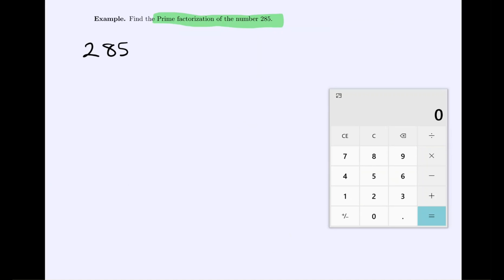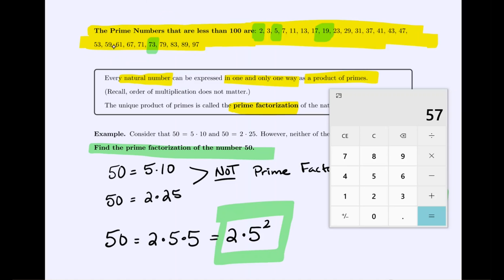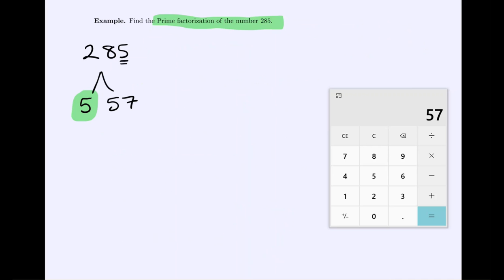So if we're finding the prime factorization of 285, we could see that the last digit is a 5, so we could know that it's divisible by 5. Specifically, how is it divisible by 5? 57 times. Now we know 5 is a prime number, and if we were unsure about 57, we would just reference our list from earlier. And we see here 57 is not one of the prime numbers, so that could be broken down farther. Now if we're not sure what it's divisible by, we could just start trying things. It's not divisible by 2. Try it by 3. Notice we get a nice integer, so it is divisible by 3. This could be split into 3 and 19.